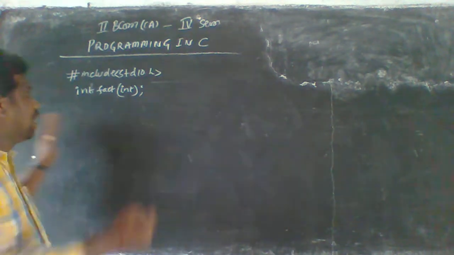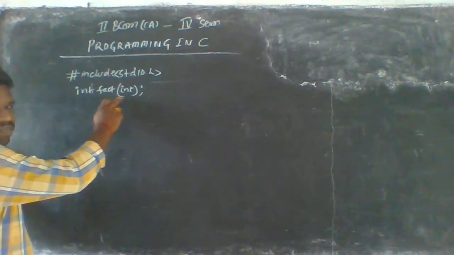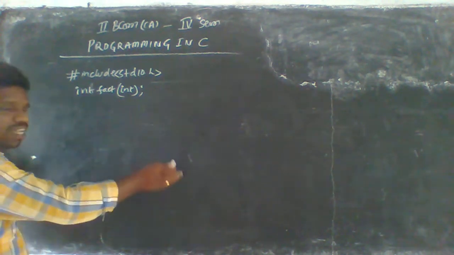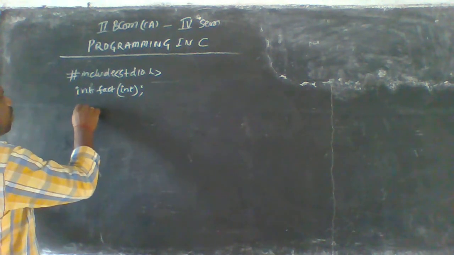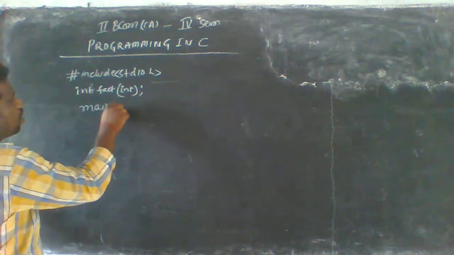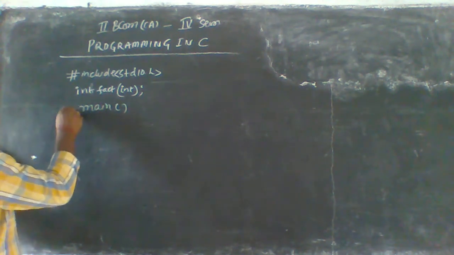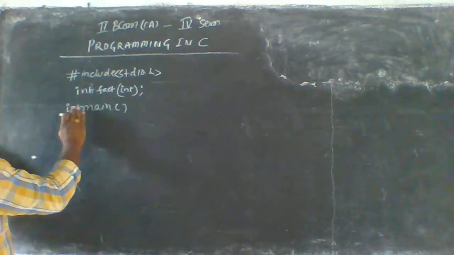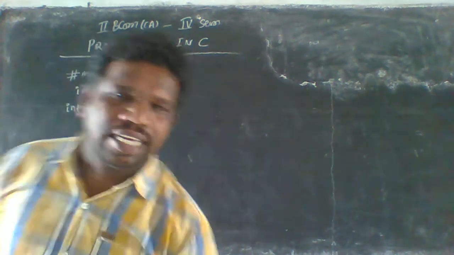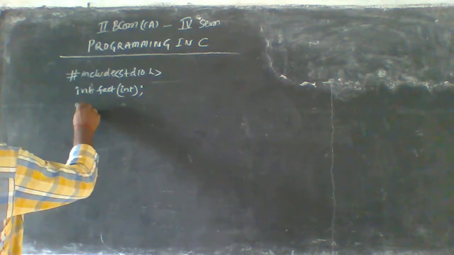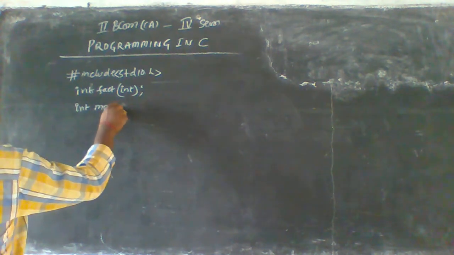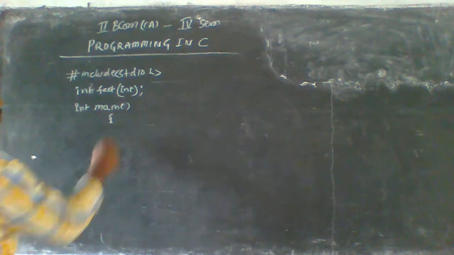And we have to take the main method. What is the purpose of this? I will tell you at the beginning, middle and end of the program. Main can be taken as an integer here. So that's why we have to specify the int main method and an open curly brace.